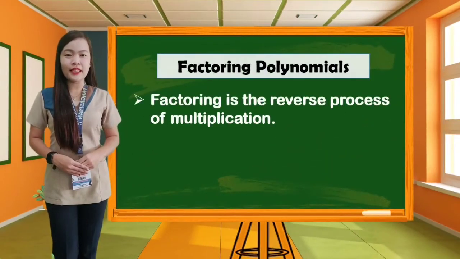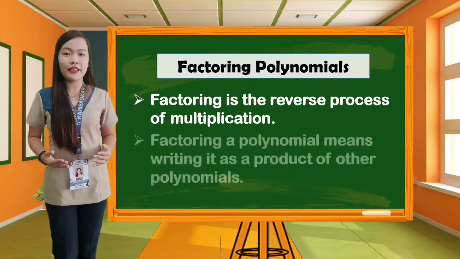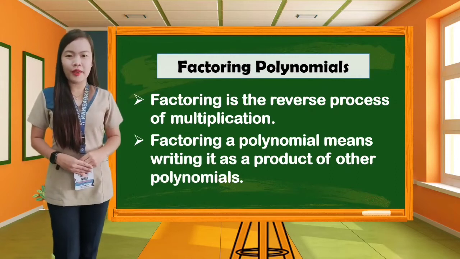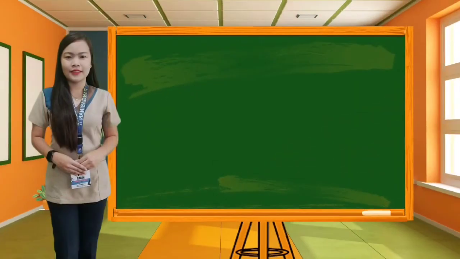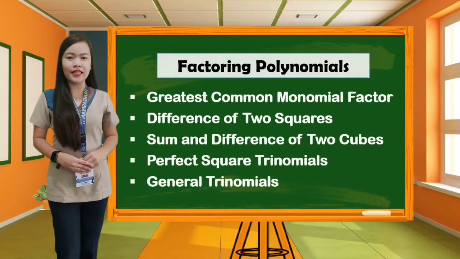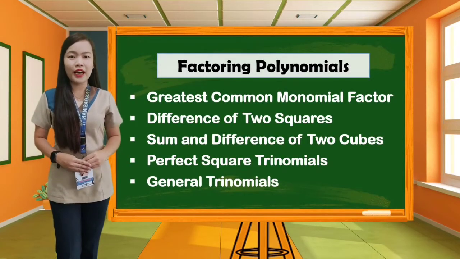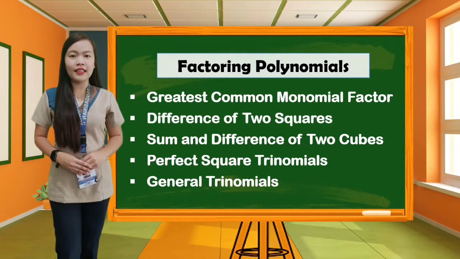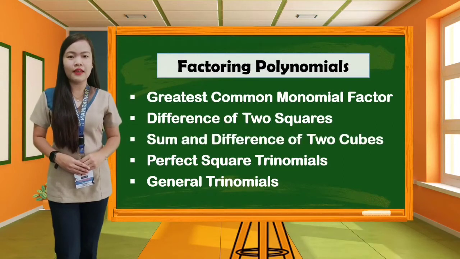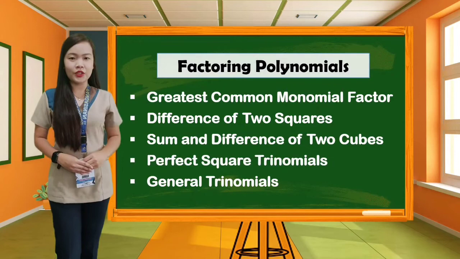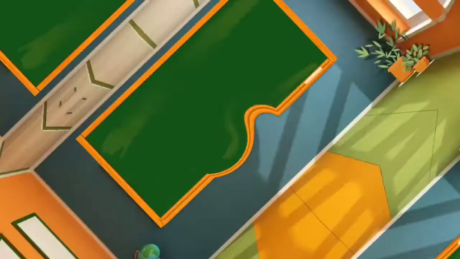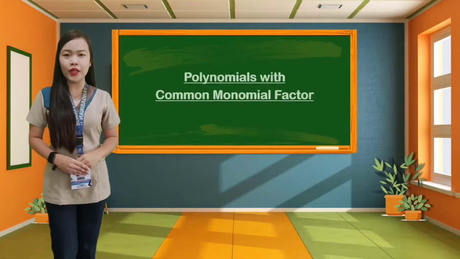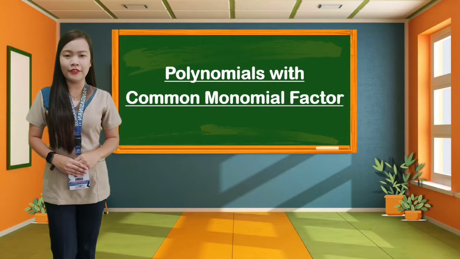Factoring is the reverse process of multiplication. When we say factoring polynomials, it means writing it as a product of other polynomials. Here are the most common factoring techniques used with polynomials. We have the greatest common monomial factor, difference of two squares, sum and difference of two cubes, perfect square trinomials, and general trinomials. In this episode, we will focus on factoring polynomials with common monomial factor.